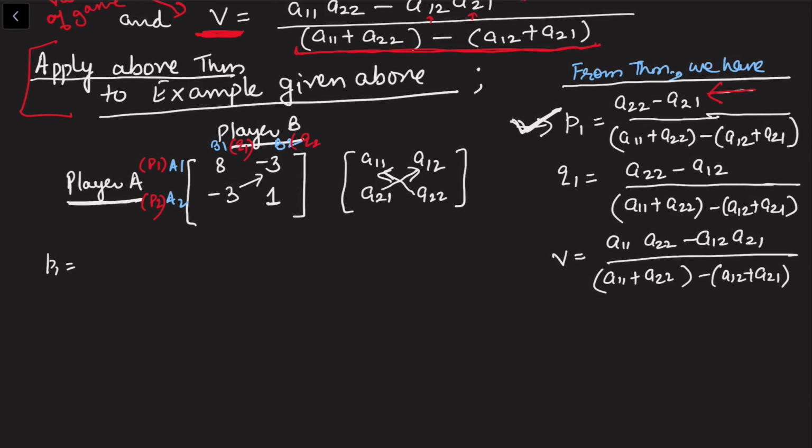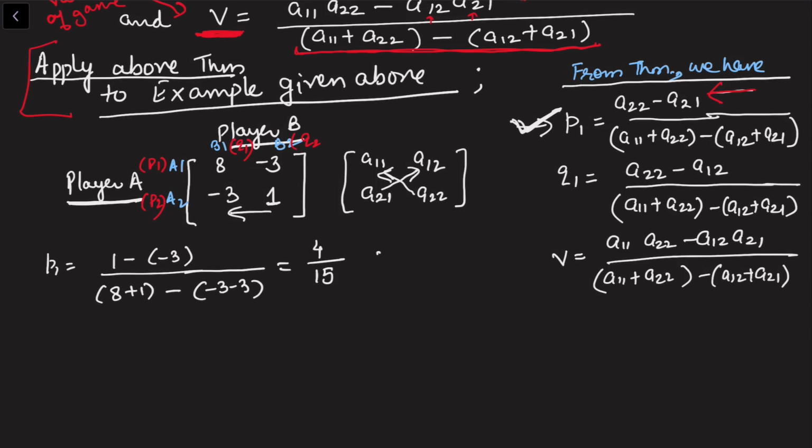So P1 is 1 minus minus 3. That means I'm taking this for this case because I'm applying for P1. And in the denominator, I'm going to write 8 plus 1 minus of minus 3 minus 3. This quantity is 4 by 15. So if it is 4 by 15, I can calculate P2. P2 is simply 1 minus 4 by 15, and this quantity is 11 by 15.